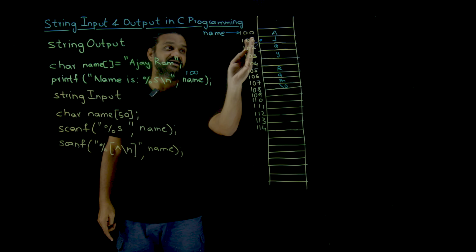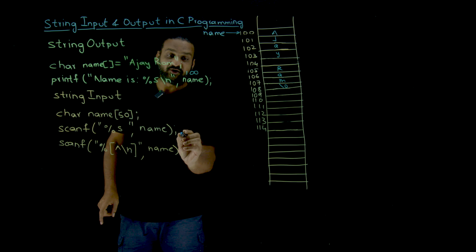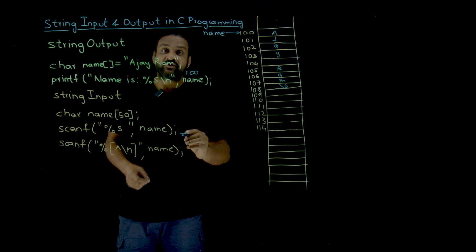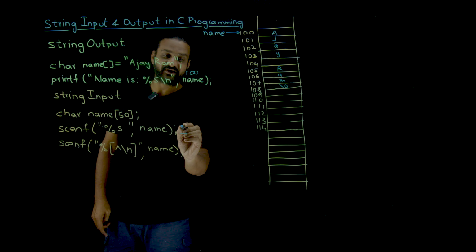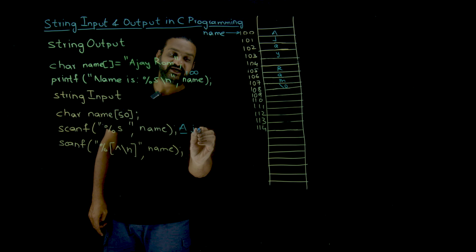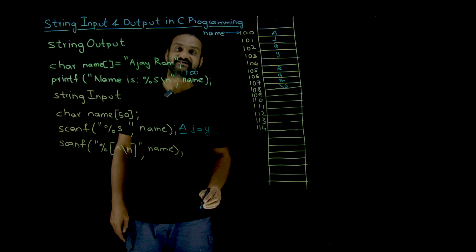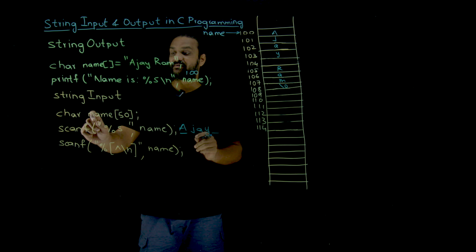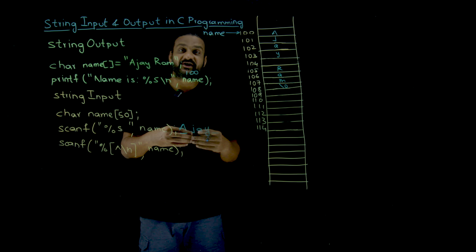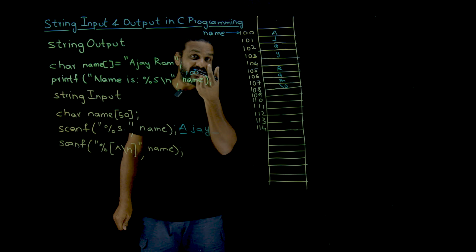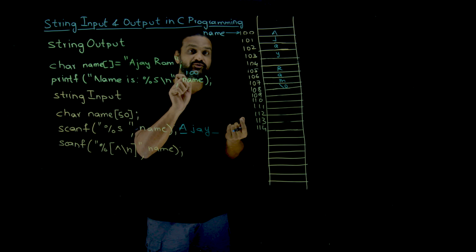Let's assume that it is at address 100. Now the cursor will wait, blinking, and the user has to provide the input. Let's assume that he provides the same name, AJAY. After that, he provides a space. Here is the problem with this scanf statement. While providing input for a string, whenever scanf identifies an empty space, it considers it a delimiter for that value.